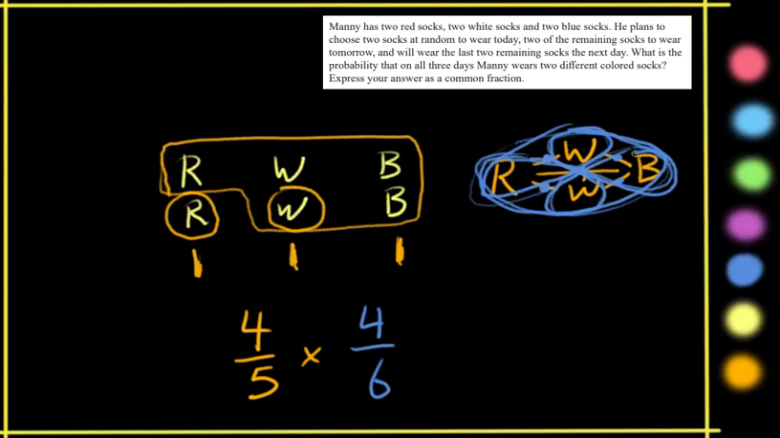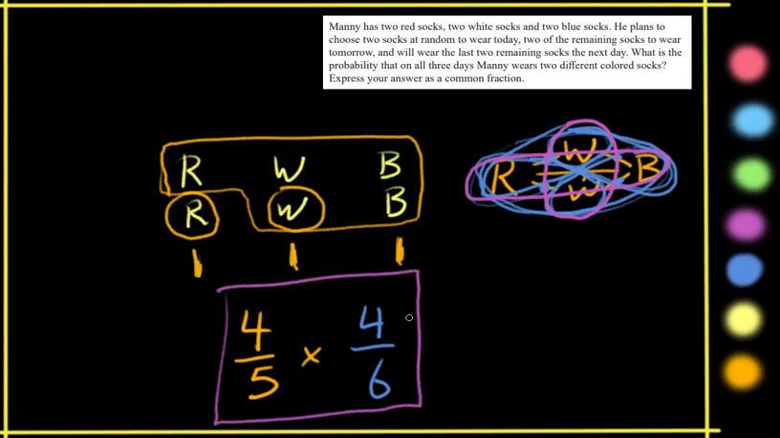Well, if he picks the white and the white, obviously that's not going to be mismatched on the second day. But even if he picks the red and the blue, then he'll be mismatched on the second day, but on the third day he'll be matched. So those 2 possibilities don't work. So we just need to multiply 4/5 and 4/6. And 4/6 is the same thing as 2/3. So this is going to be 8 over 15. So that's our answer there.